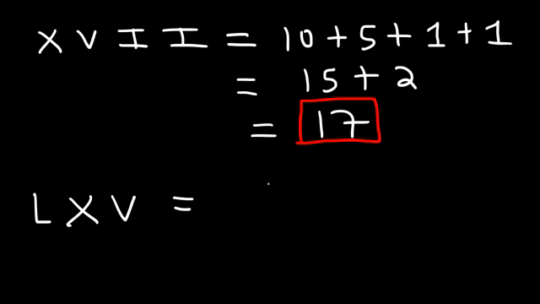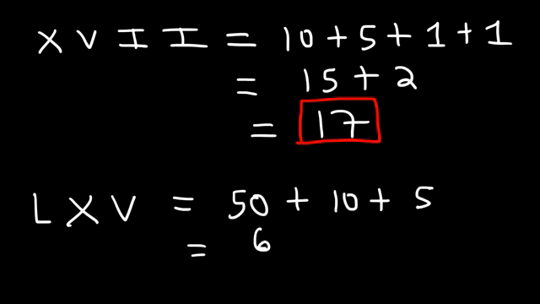Now for the next example, L, we know it's 50, X is 10, V is 5. So 50 plus 10 is 60, 60 plus 5 is 65. So that's it for those two examples. Now let's try 2 more, but let's use larger numbers. So let's say we have CLVII and also CCLXXVI. So go ahead and convert those two Roman numerals into numbers.